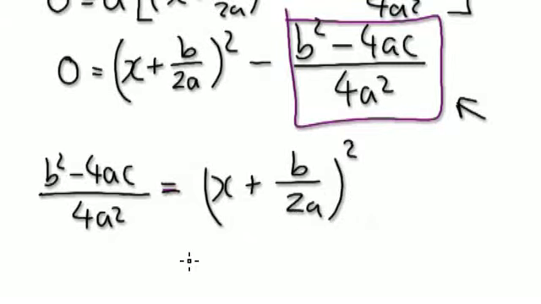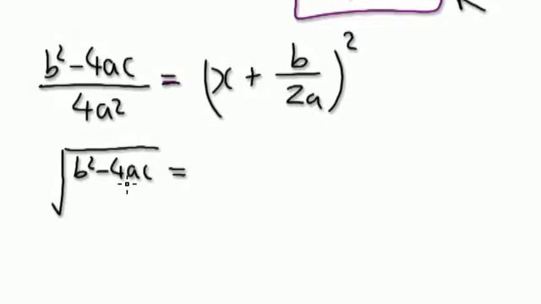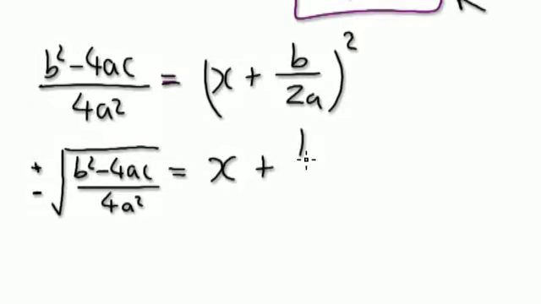Okay, and now square root both sides. Remember, when you square root a positive number, you're going to have 2 solutions. So 4a squared, plus and minus. Okay, and then this will give you x plus b over 2a.